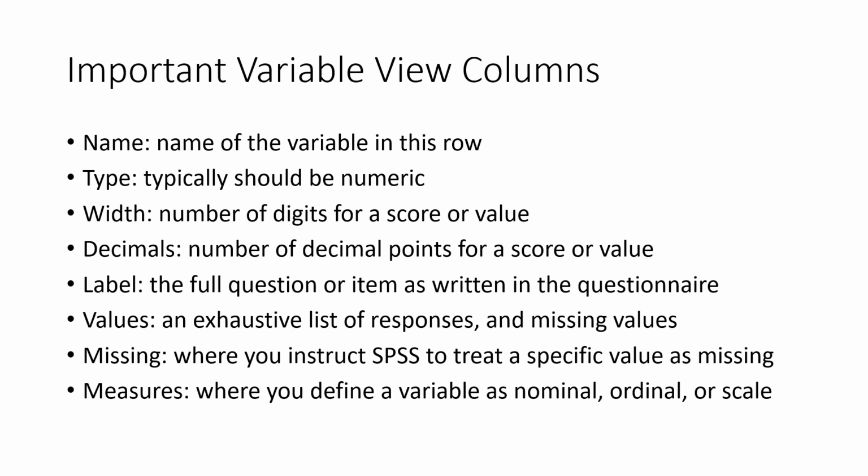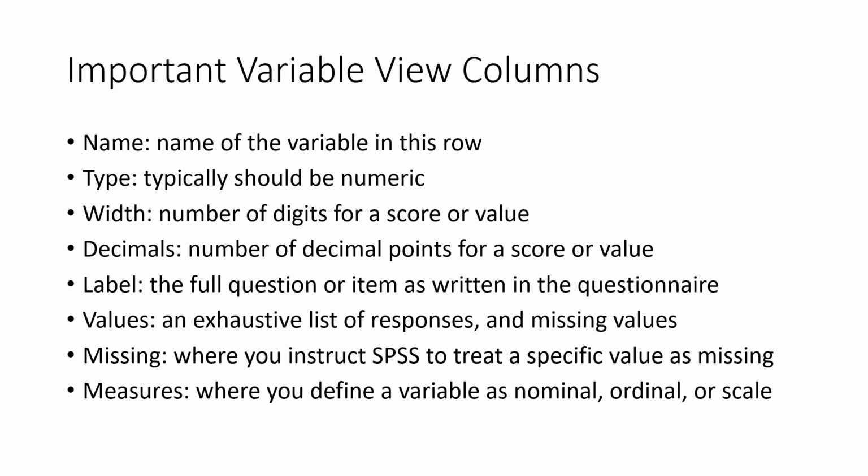The second column is the type of variable. This typically should be listed as numeric. Numeric meaning that the variables we're using are metric. They have numbers associated with them. The width, right, the next column over, the width isn't really that important. It corresponds to the number of digits for a score or a value. So if you're using very large values, you might want to widen the width that you're using. The next column over corresponds to the number of decimal points for a score or a value.